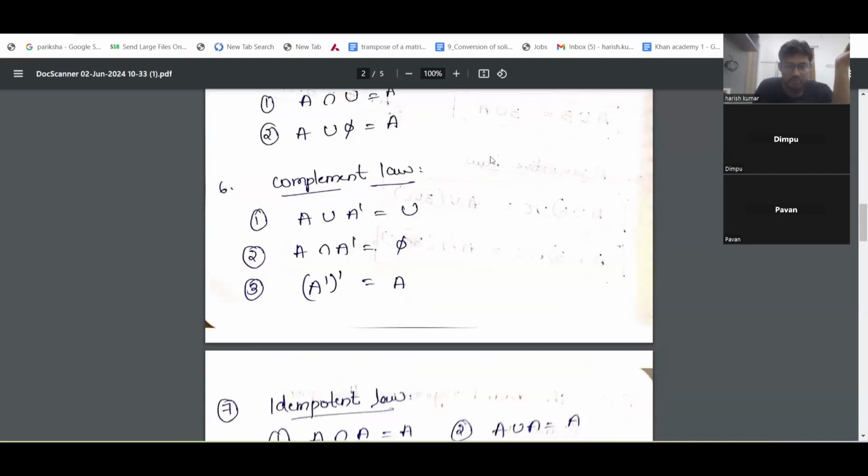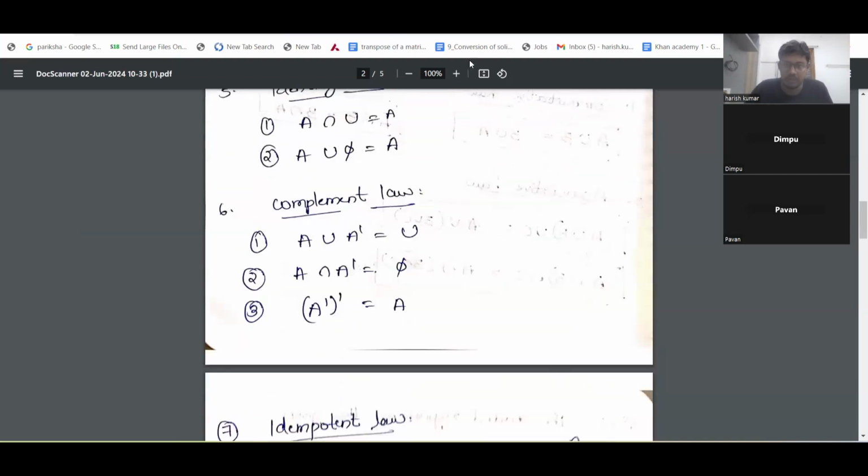Now we have something called the complement law. So he's saying A union A complement. Now this is very simple. A means whatever is inside the A. A complement is whatever is not inside the A. Now when I take the union of both of them, obviously I'll get the entire universal set, right?